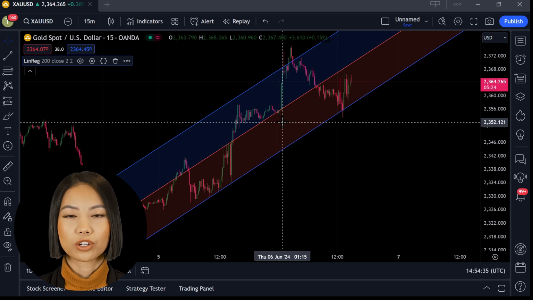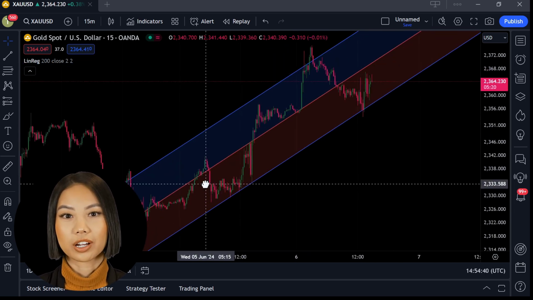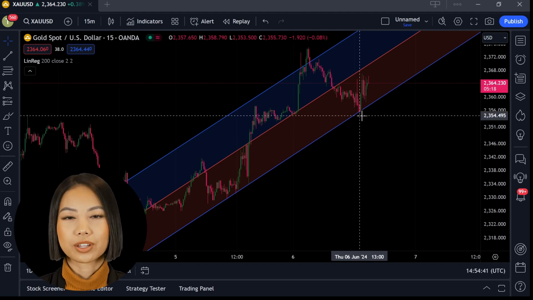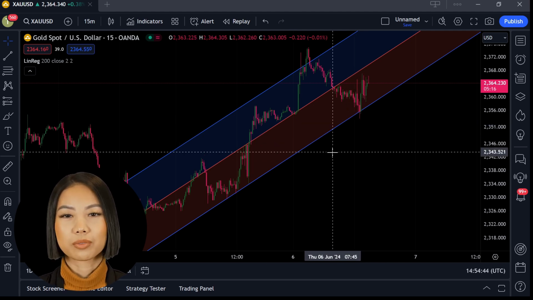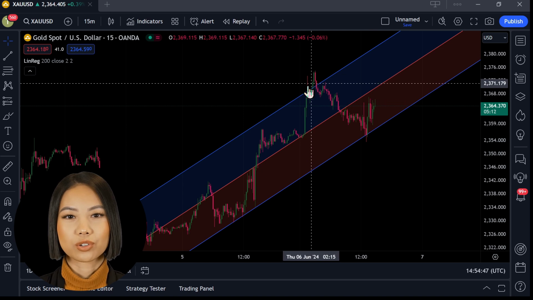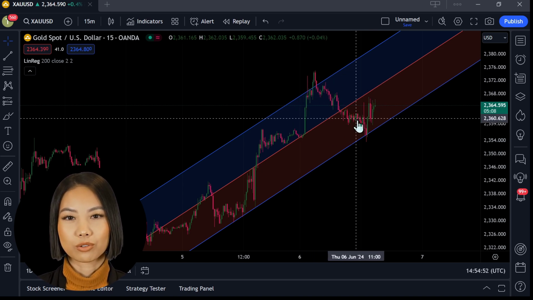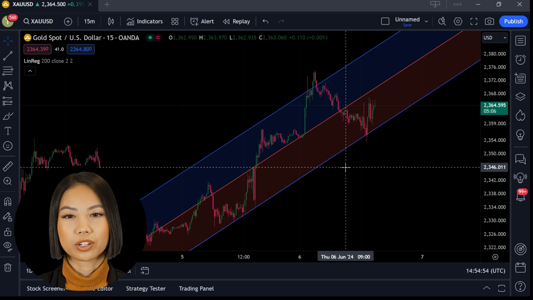Interpreting buy and sell signals. A buy signal occurs when the price touches or slightly breaks below the lower channel line and then rebounds upwards. It indicates a potential buying opportunity. A sell signal occurs when the price touches or slightly exceeds the upper channel line and then reverses downwards. It signals a potential selling opportunity.